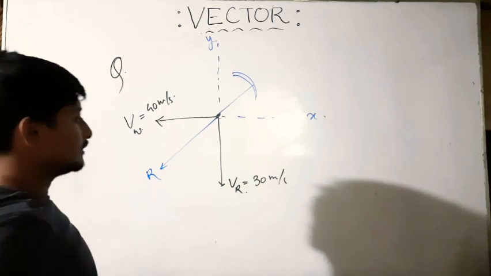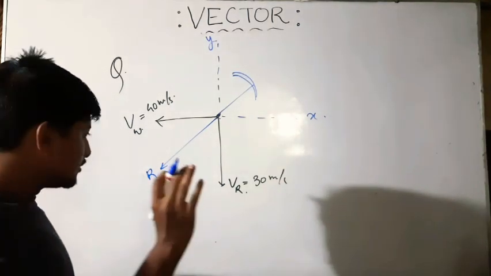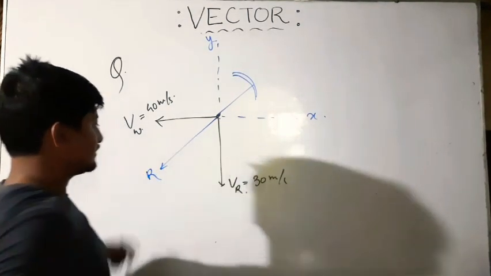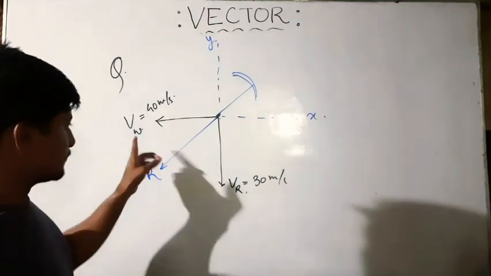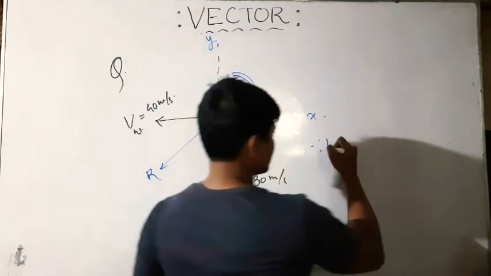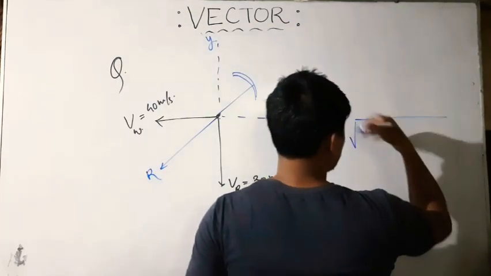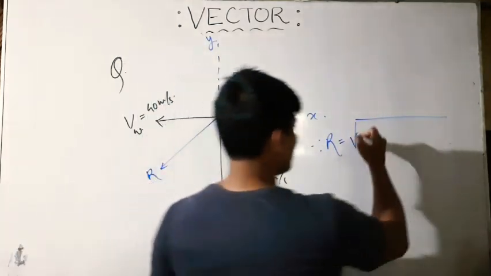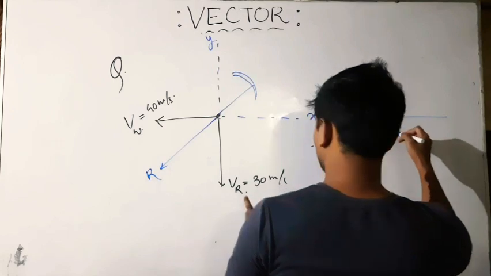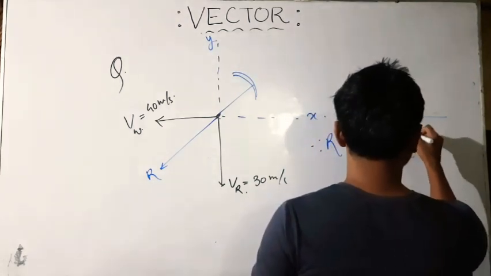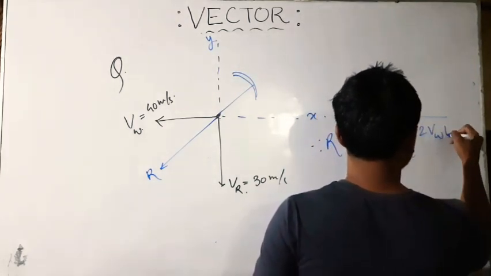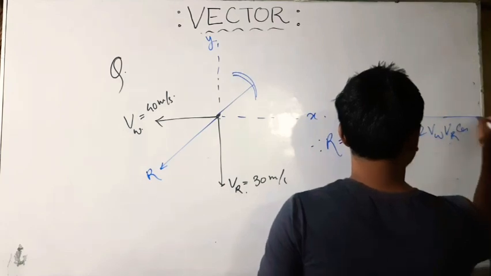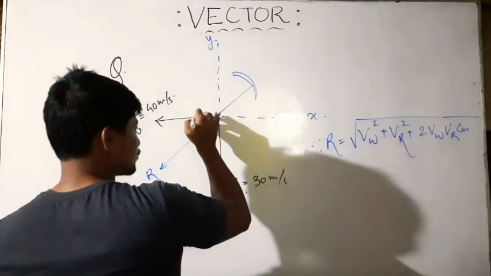Now, this is simple. First, let me find the resultant velocity of this particular wind. If I want to find the resultant, what is the formula? A square plus B square plus 2AB cos theta. In place of A, there is VW. In place of B, there is VR. So 2 VW VR cos theta. Now what is the theta? Theta was the total angle.